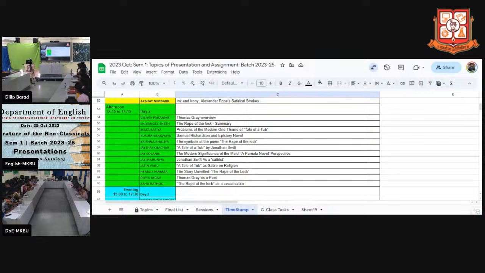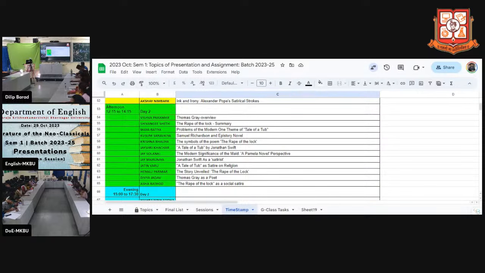Divya, Thomas Gray as a poet. Asha will read on. That will be the last one for this afternoon session. The Rape of the Lock as a social satire. Again, Social and Satire should be capital S. There are key words there.